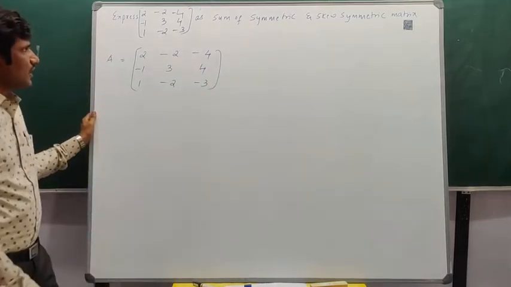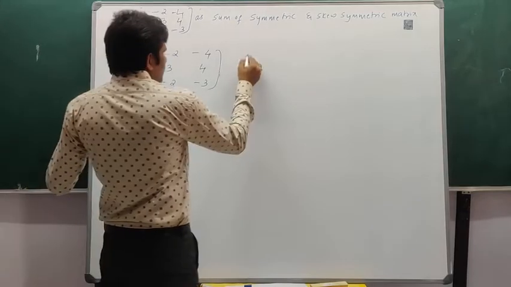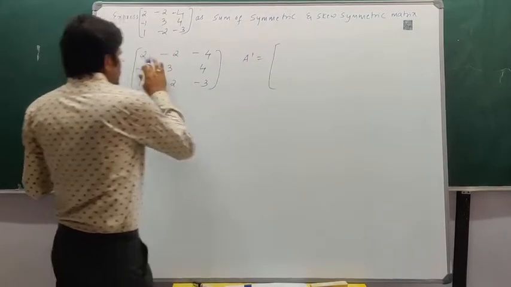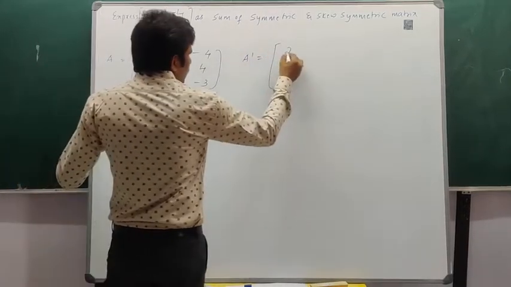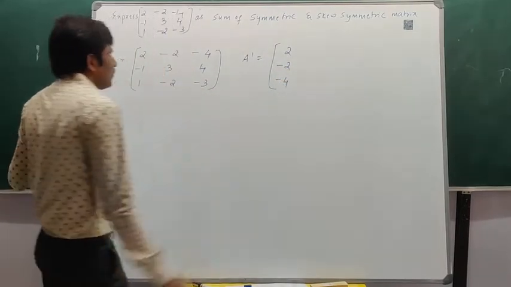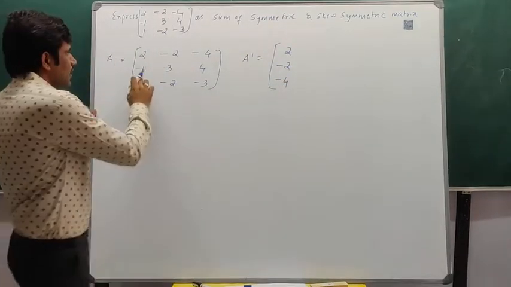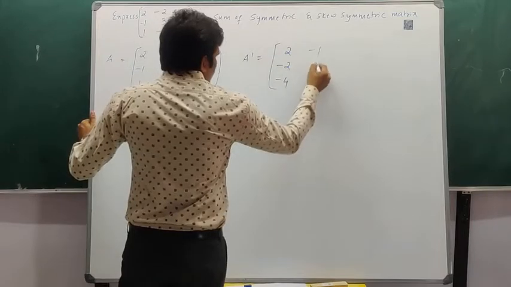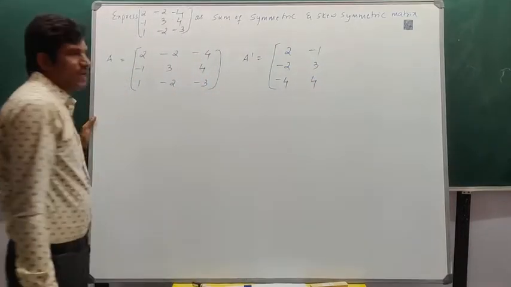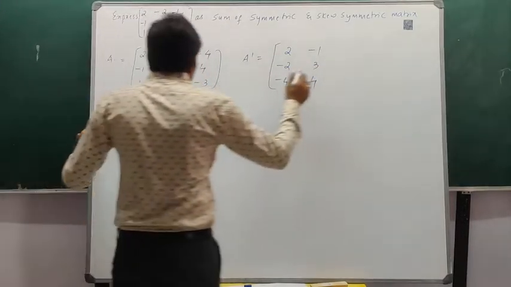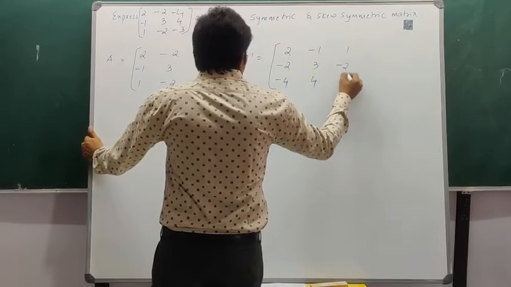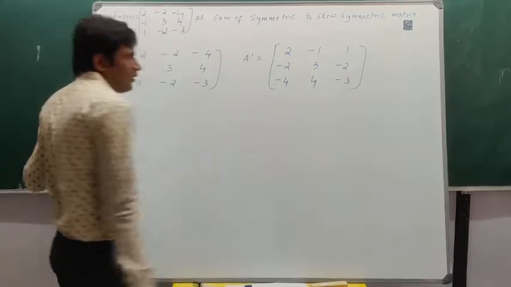So given matrix, take it as A. Then take transpose of this. That is A transpose. What is first row? 2 minus 2 minus 4. That will become first column: 2 minus 2 minus 4. What is second row? Minus 1 3 4. That will become second column. What is third row? It is 1 minus 2 minus 3. So that will become third column.